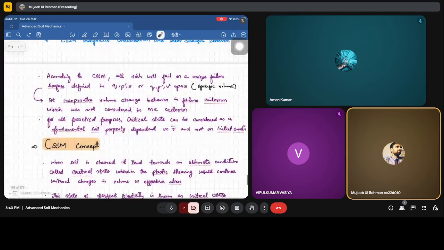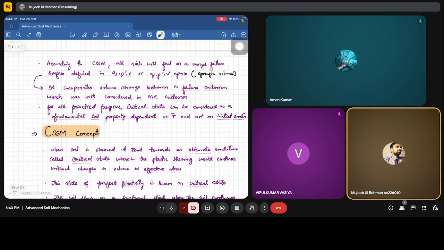Now, as I told you, it has three things to do. It has to relate the p, q, and volumetric strain. We can consider this volumetric strain in terms of the void ratio or in terms of specific volume. So according to critical state soil mechanics, all soils will fail on a unique failure surface which will be defined by the q-p-e or q-p-v space.